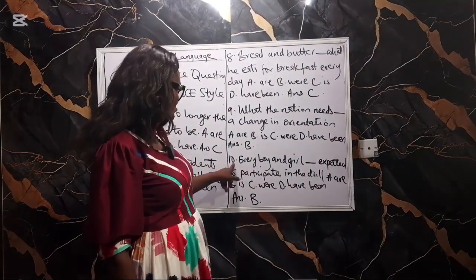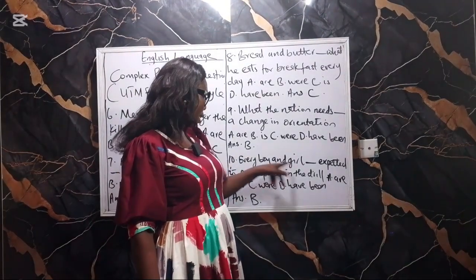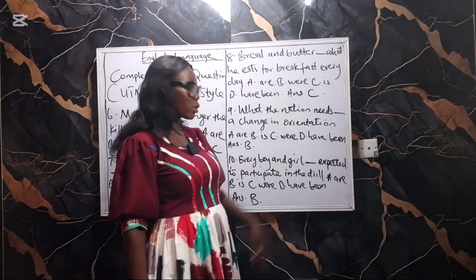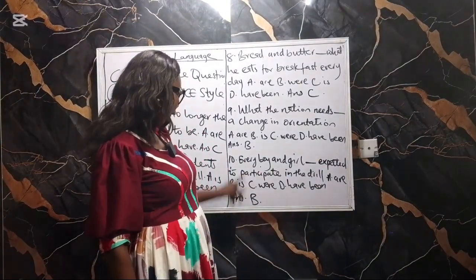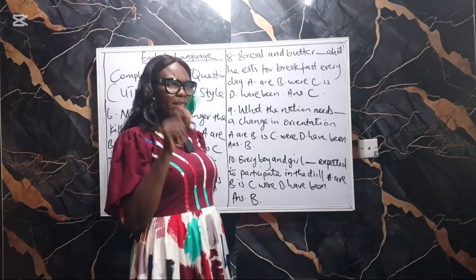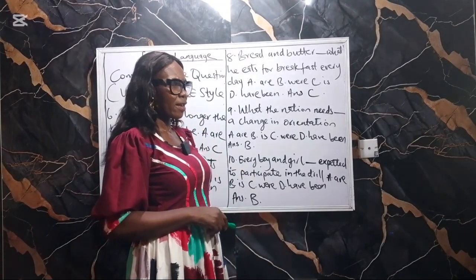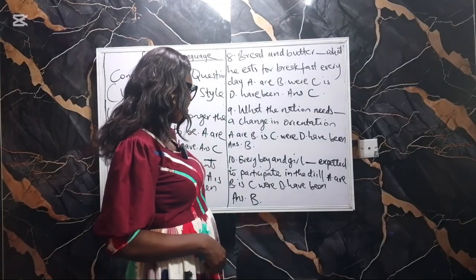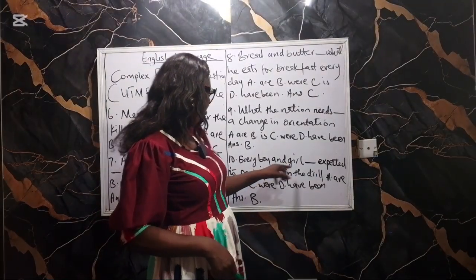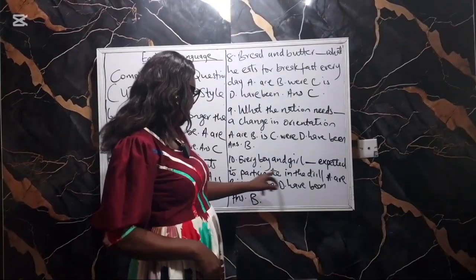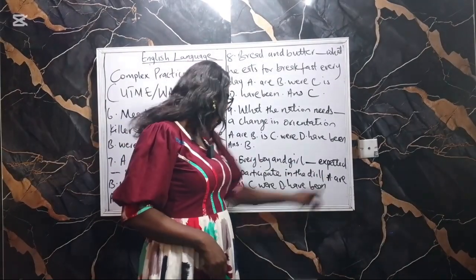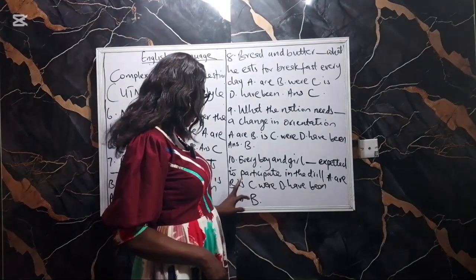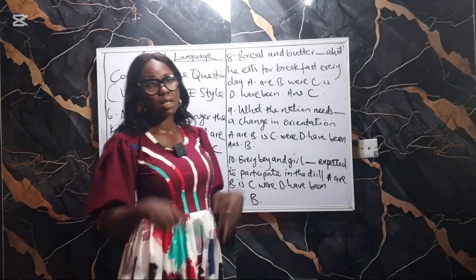Then number 10, every boy and girl dash expected to participate in the drill. Remember, once you use "every", the verb should be singular. In fact, it's always singular, like I told you in the last tutorial. So every boy and girl dash expected to participate in the drill. Is, are, is, were, have been? The answer is is, which is B.